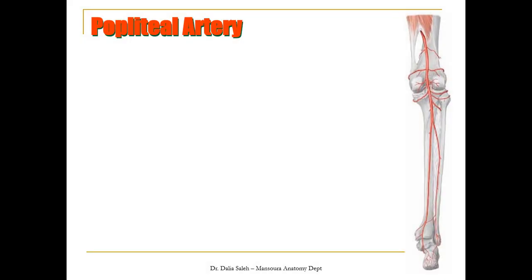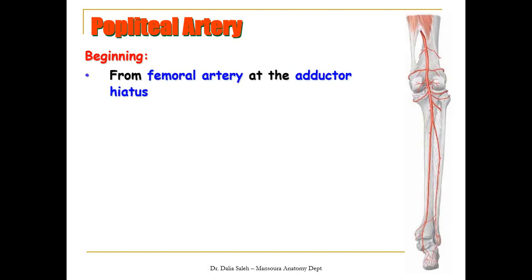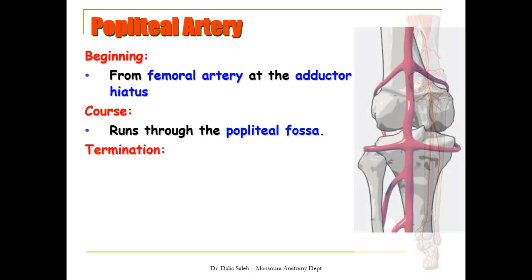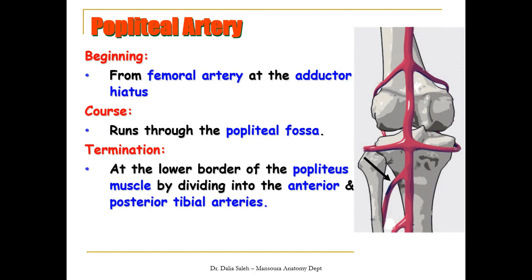The popliteal artery begins as a continuation of the femoral artery at the level of the adductor hiatus. It runs through the popliteal fossa close to the knee joint and terminates at the lower border of the popliteus muscle by dividing into anterior and posterior tibial arteries. It gives 5 genicular branches to the knee joint. We have here the upper lateral genicular, the upper medial genicular, the lower medial genicular, the lower lateral genicular, and the middle genicular arteries.